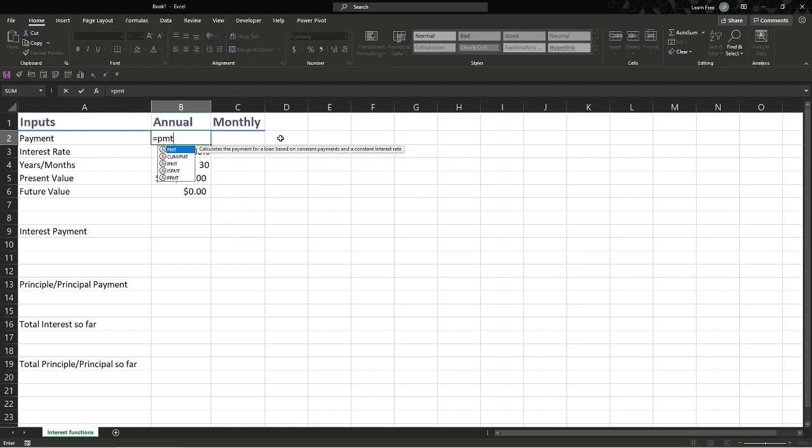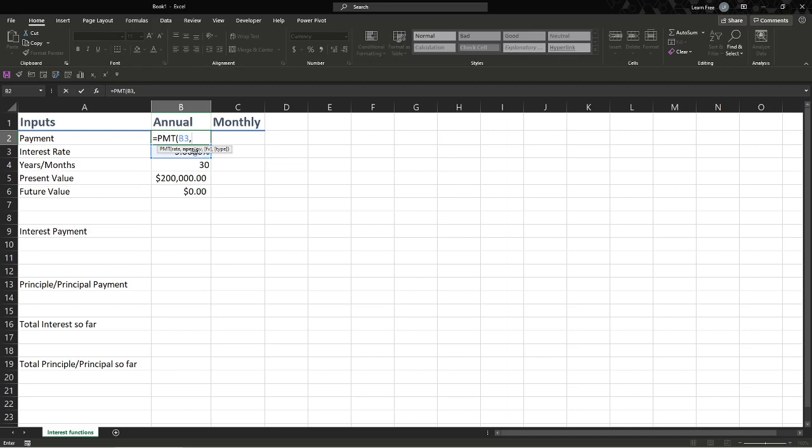Anyway, payment equals this function right here, PMT. Super easy to remember, PMT, payment. It calculates the payment for a loan based on constant payments and a constant rate. So your normal fixed rate mortgage. Right here, we need to find our rate. I'll click here, interest rate, that's 5%, comma.